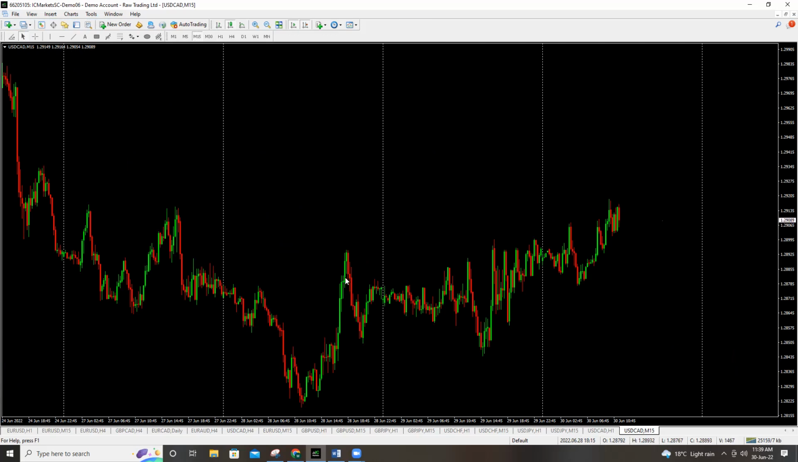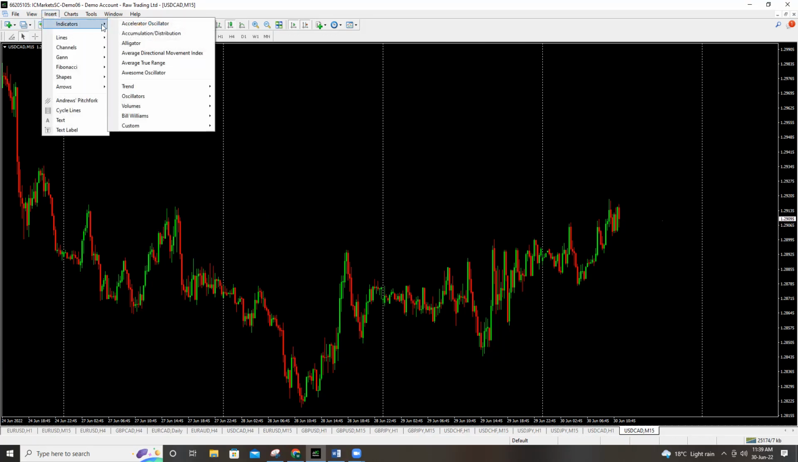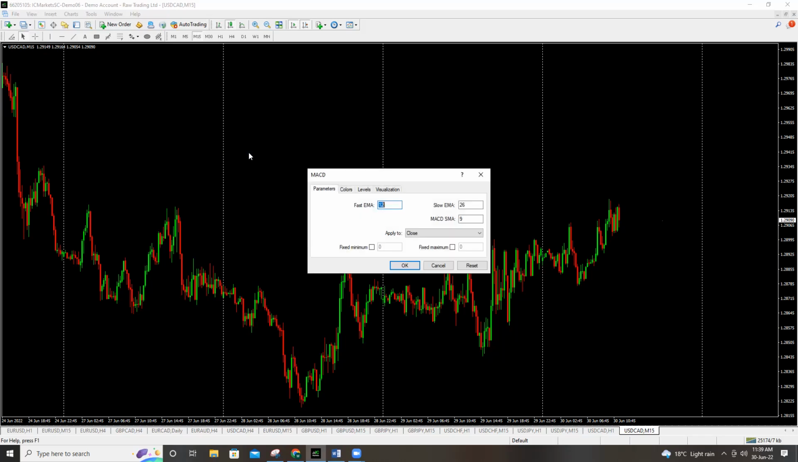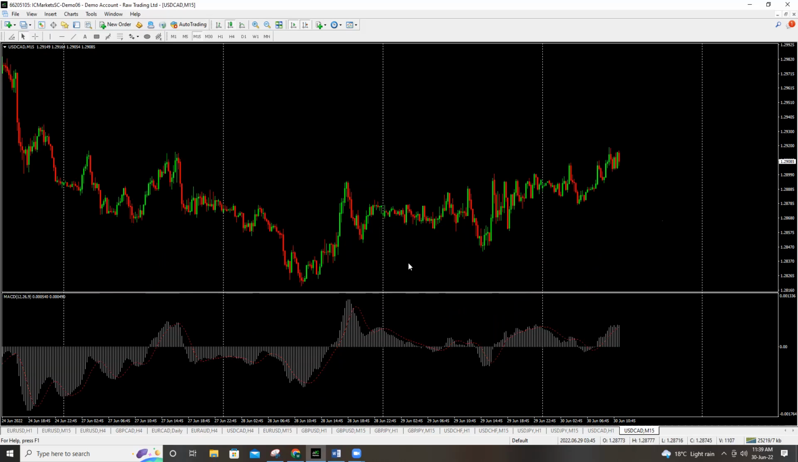The next thing is to insert our oscillator. So go to insert indicators, then the oscillator indicators. Here you can have MACD or RSI. Let's use the MACD. Let's leave it as default, just the way it is. No need to change anything.